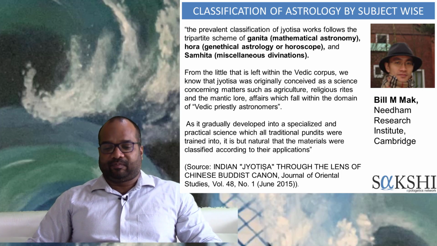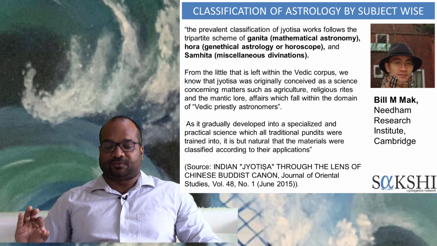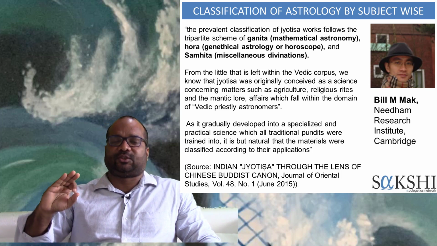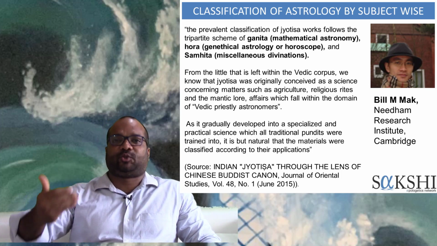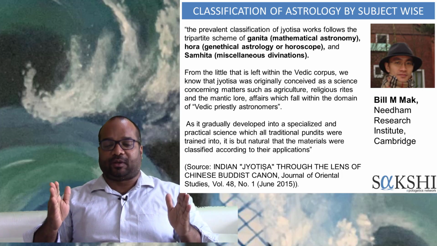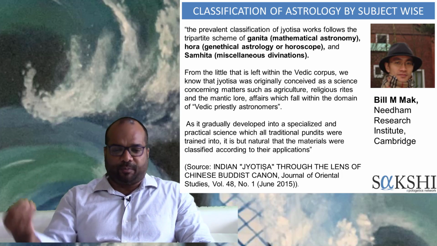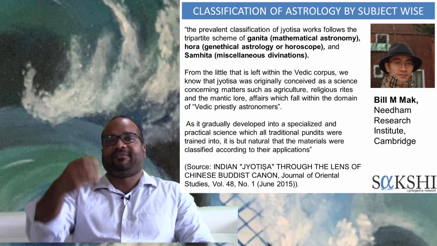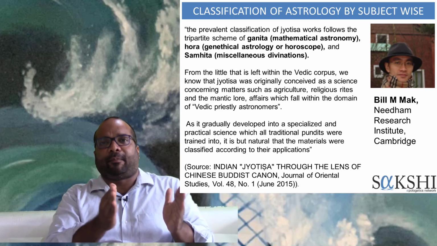Bill M. Mak, a researcher at the Needham Research Institute, Cambridge, in his paper Indian Jyotisa through the lens of the Chinese Buddhist canon, gives us three classifications or three divisions within astrology. When you hear that, you will know why we have to look at this subject. One part of astrology is mathematical astronomy, or Ganita. The other, of course, is the horoscope, and the third one is divination. So astrology has a mathematical part as well.